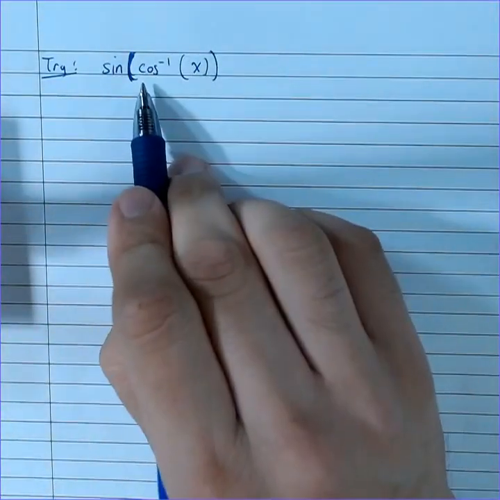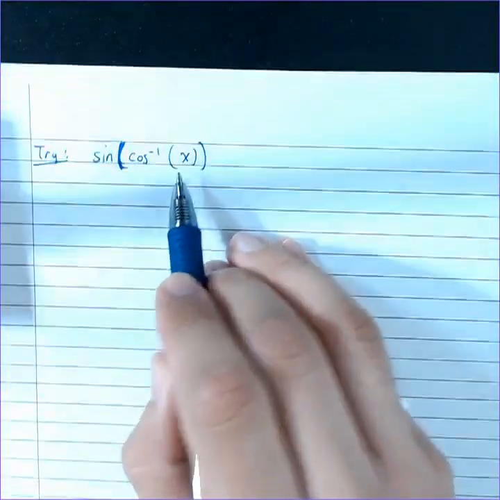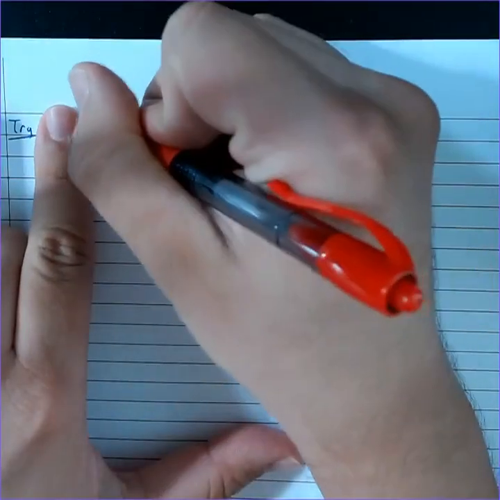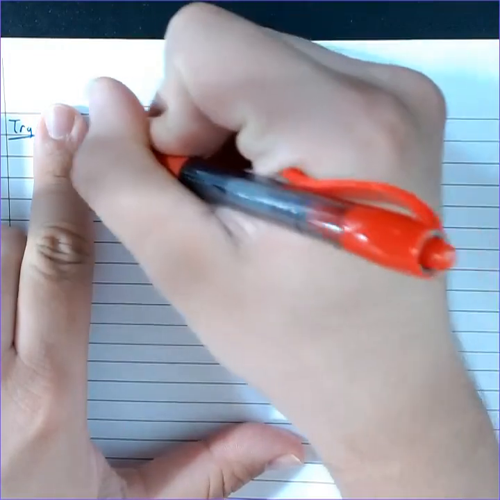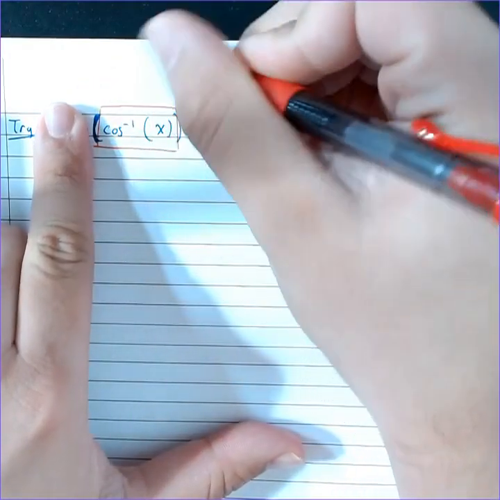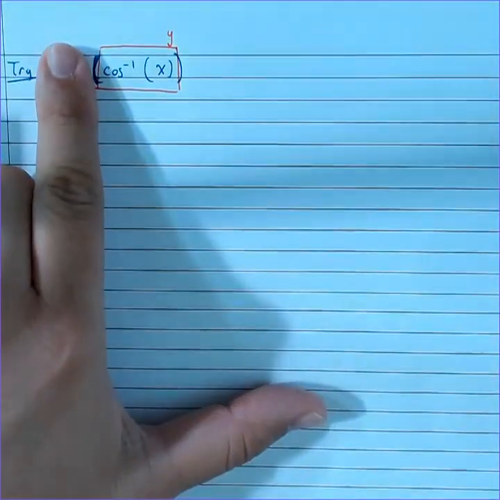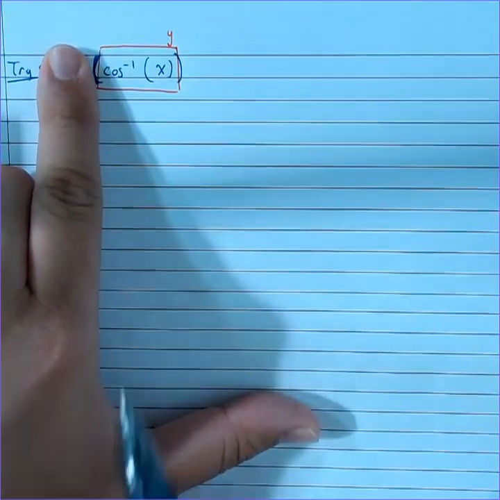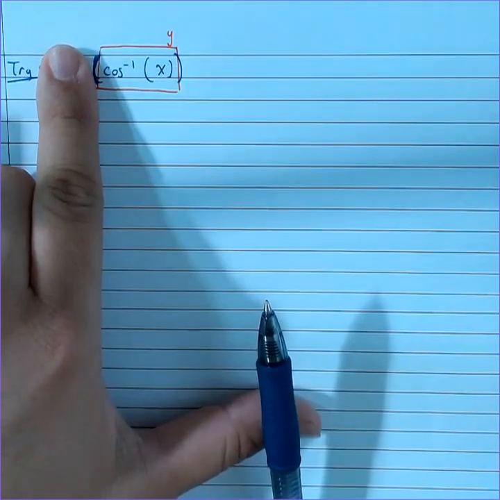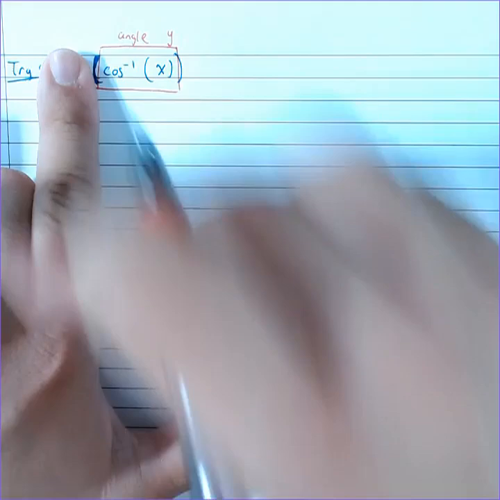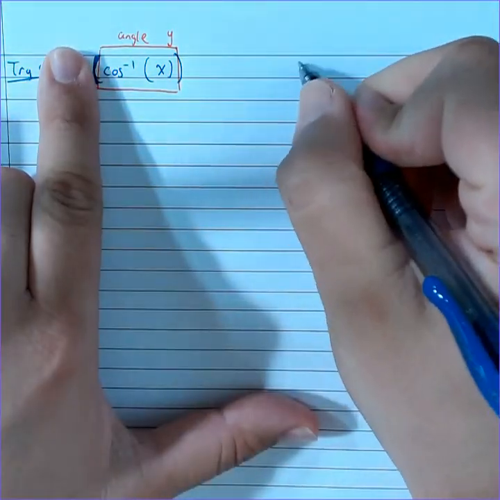I'm going to say the inverse cosine of x. Well, that's an angle. Okay, so here, let me go and call this an angle. And we can use whatever letter we like. I'm going to continue to use y just like I did in the last one, but you could say theta or whatever you like. The inverse cosine of x is some angle y. In fact, let me even write that. It's an angle y.